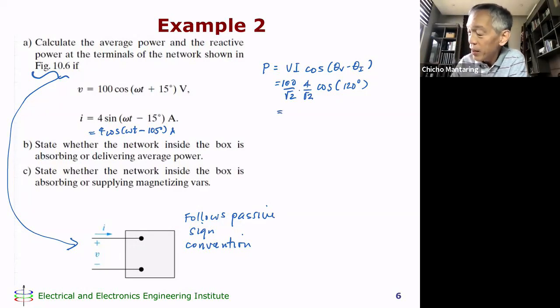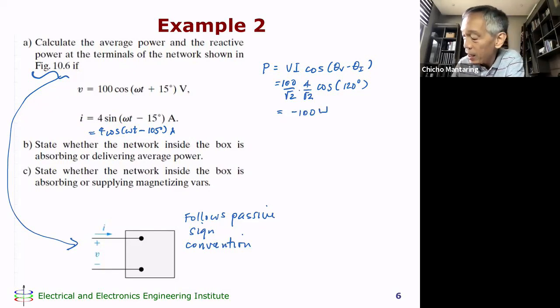First of all, I'm getting the cosine of an angle that is greater than 120. So expect the cosine to be less than 1. Di ba? Kasi yung cosine mo positive lang from 0 to 90 degrees. That means you're in the first quadrant. Kapag between 90 and 180 degrees, negative na yung cosine natin. We're already in the second quadrant. So this is going to come out to minus 100 watts.